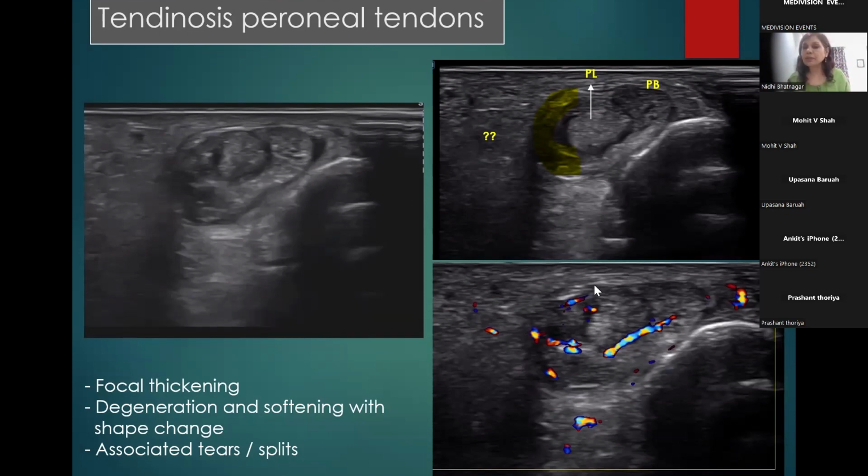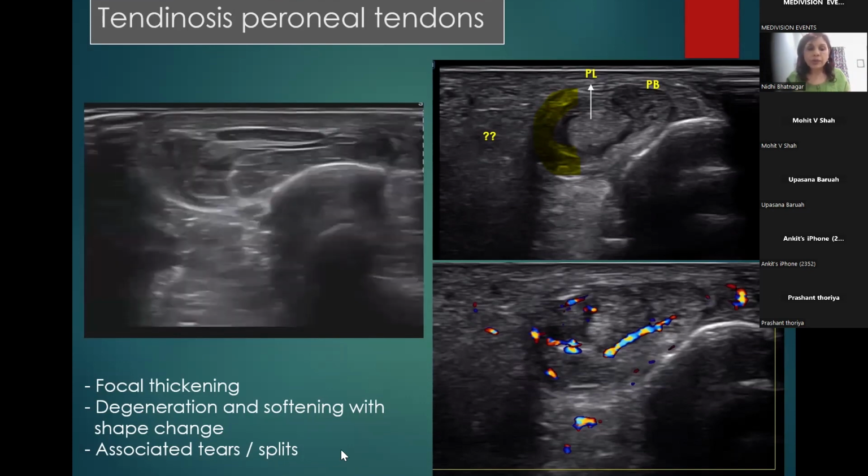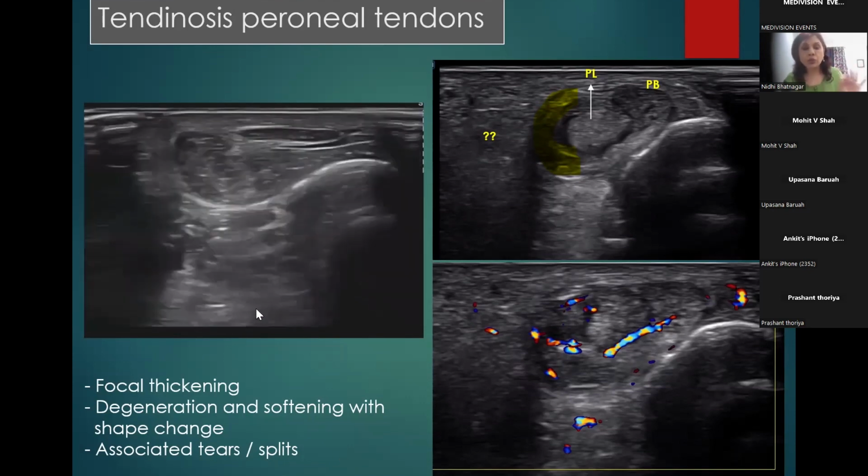Of course, when there is a tendinosis, we do our vascular studies, and we see there is an increased vascularity, which indicates quite a lot of inflammation. So I'm just going to go to my next slide. The next thing, so you have tendinosis that are sitting in peroneus brevis.